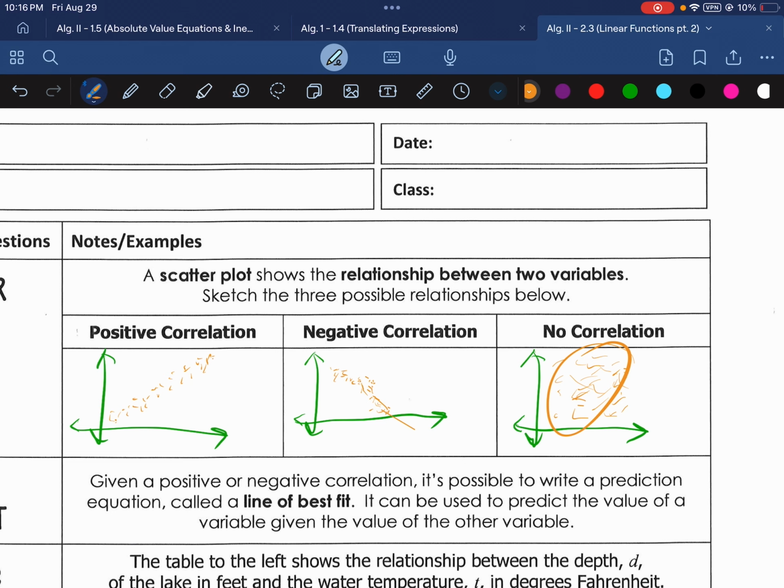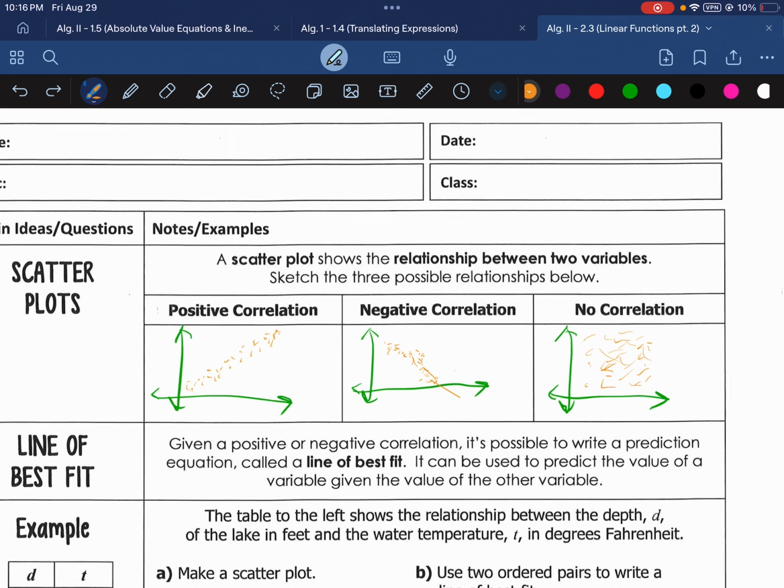And so we actually have methods that we can mathematically see how well something's correlated, what type of correlation it might be, and once again how well or how strong that correlation is. And that would be for another day. For now, we're instead just going to try to find a line of best fit.